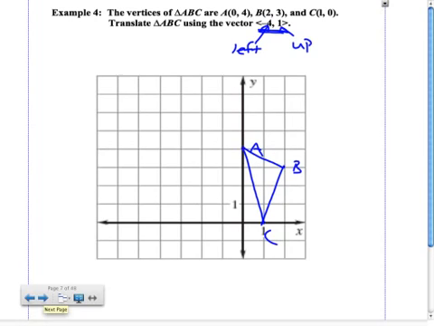So now it's a counting problem. I go to A, I go left 4, 1, 2, 3, 4, up 1. There's my A prime. Left 4 from B, 1, 2, 3, 4, up 1. There's B prime. Left 4 from C, 1, 2, 3, 4, up 1. There's C prime. And so now, again, the red dotted triangle would be my translated triangle. Okay, so again, it's the same problem. We're still translating, except now we're using vectors to tell us the rule instead of writing it all out.